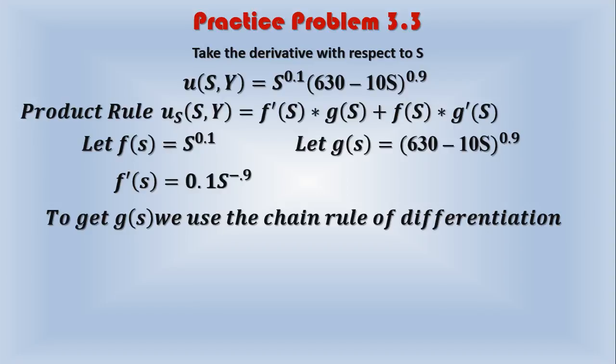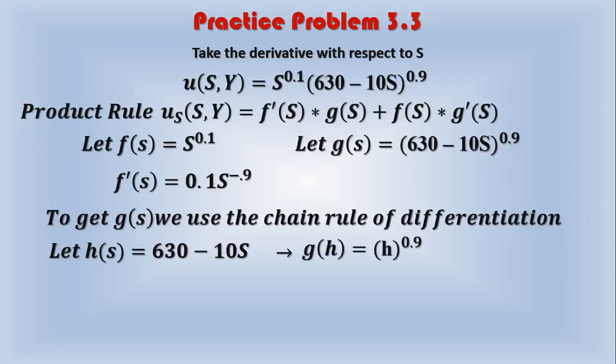So the derivative of the outside function times the derivative of the inside function will get us a derivative of this function here. So let's say h of s equals 630 minus 10s. So g of h, this is the outside function, equals h raised to the power of 0.9. I used h here because I didn't want to use u because we already have u for utility.